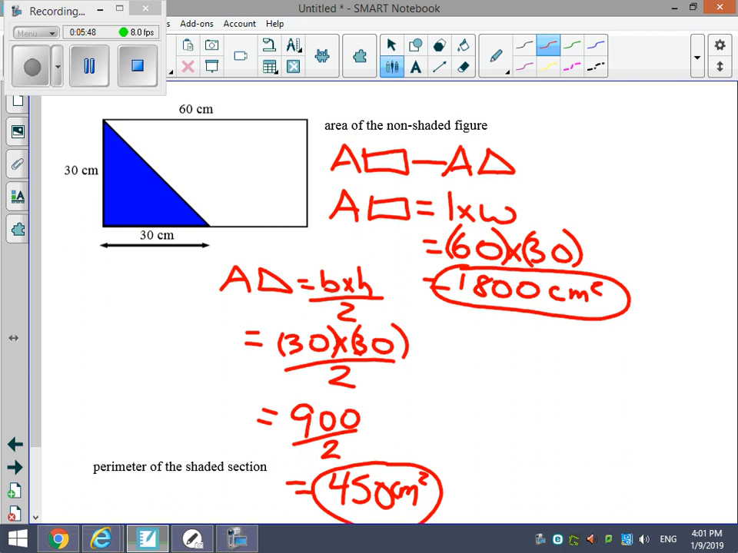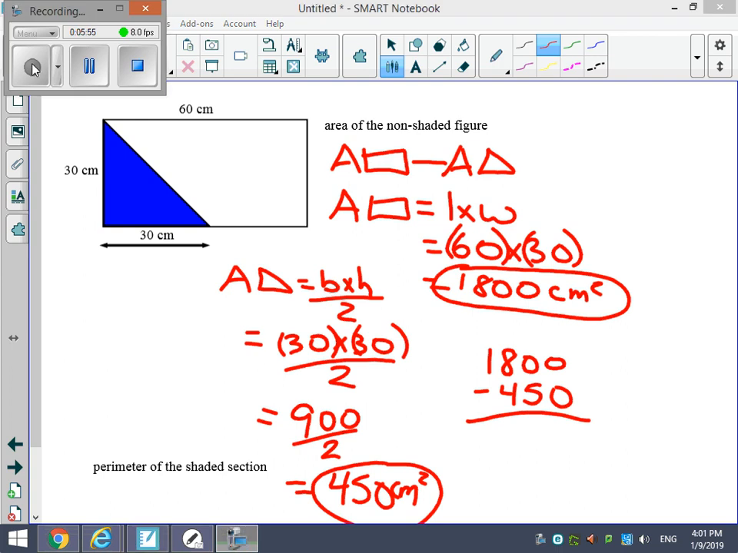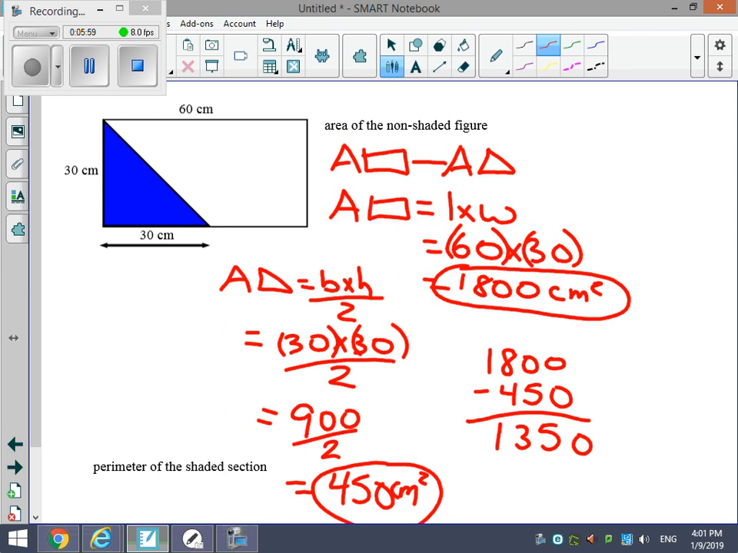from it. So it's really just 1,800 minus 450. We subtract. And that equals 1,350. Beautiful. Meters squared. That is what's left. That's the non-shaded figure. The next part it's really for my grade 8s.